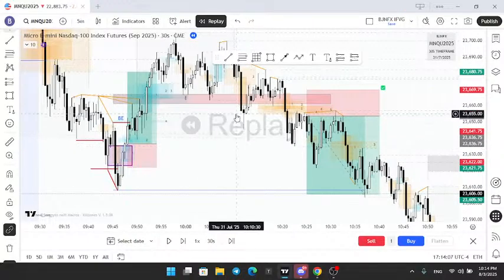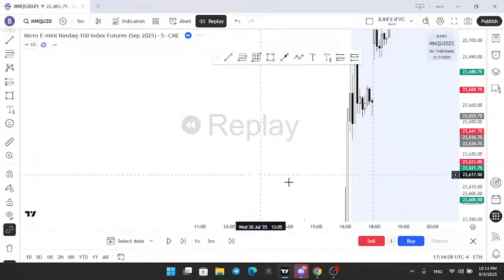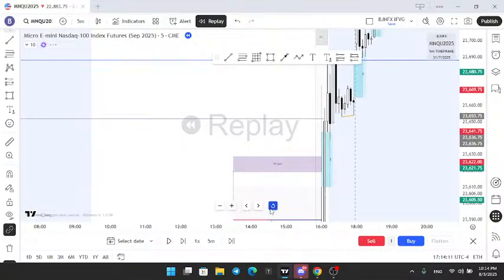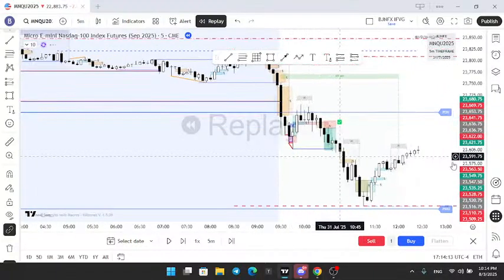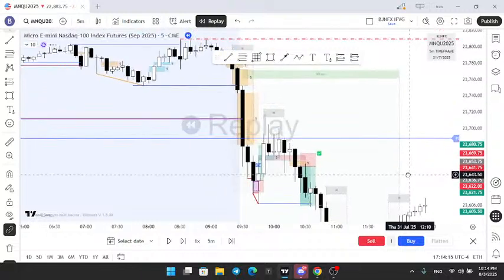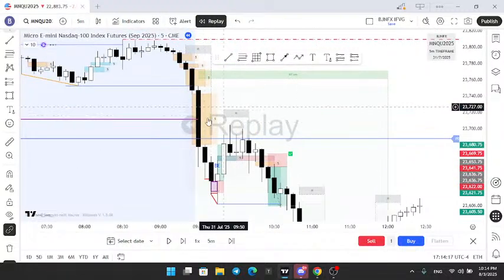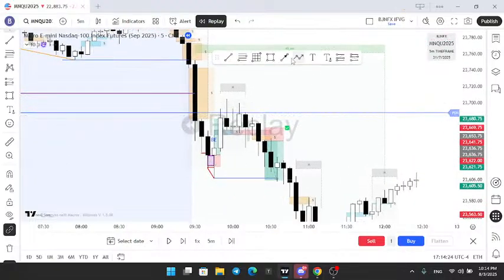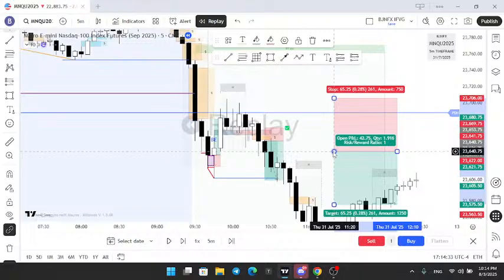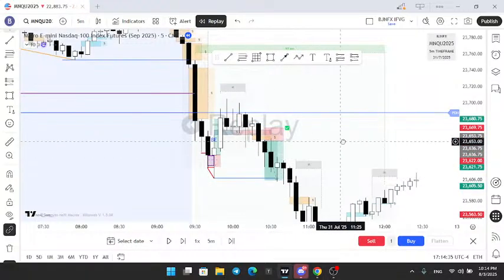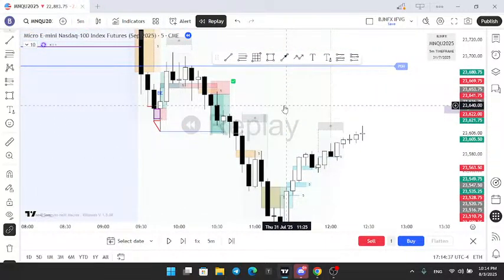The second setup was on the 5 minute time frame. Price was respecting this bearish 5 minute gap, reversed and inversed this one. Took the short, targeted 3R. The setup was also valid.